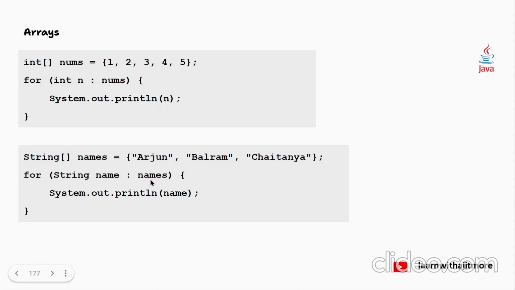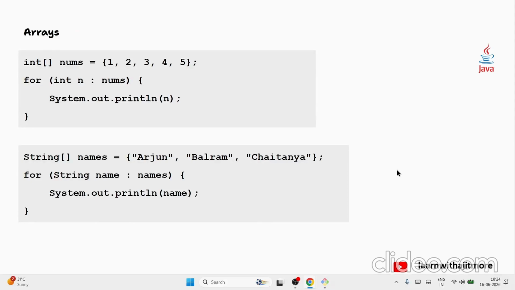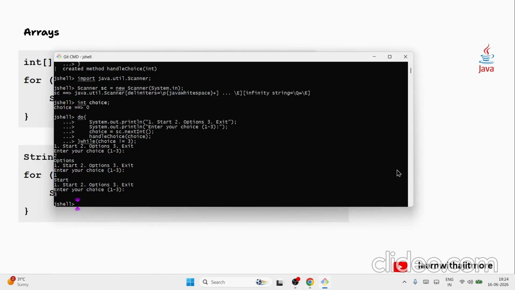Okay. Now, one by one value from that array is getting copied in name. First time Arjun will come in name. You print it. Again, come back. Next value, Balram. Again, next value, Chaitanya. Now there are no more values to visit. All values are visited. For loop will stop. Okay? I'll show you a quick demonstration of that as well.